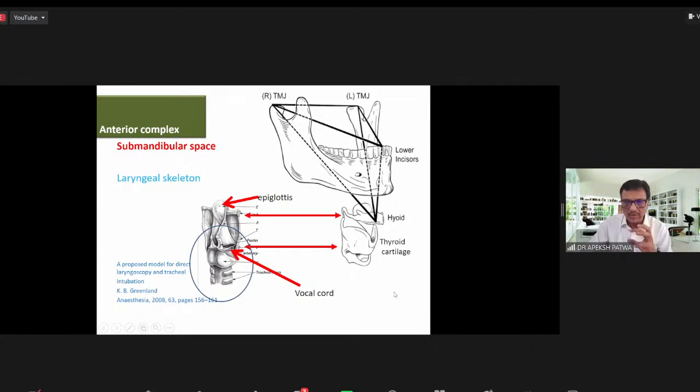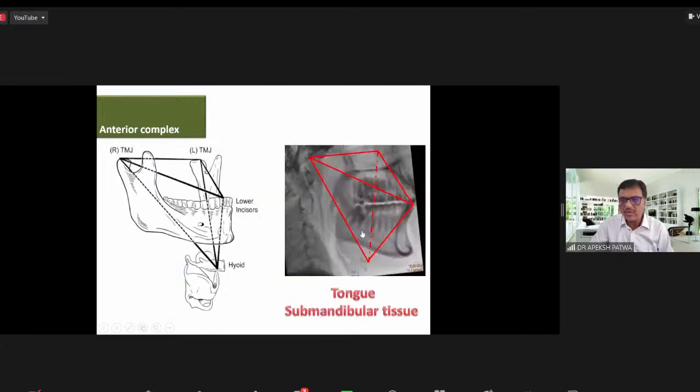So the anterior complex is an imaginary pyramid. The base of that pyramid is formed by the bilateral temporomandibular joints and the lower bottom incisors, and the apex is formed by the tip of the hyoid bone. So this is called the anterior complex. And if you look at the content of the anterior complex, look here. Mainly the content is submandibular tissue and tongue. You can very well appreciate the tongue movement into the anterior complex.